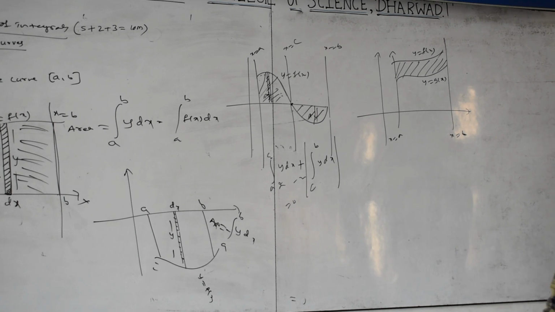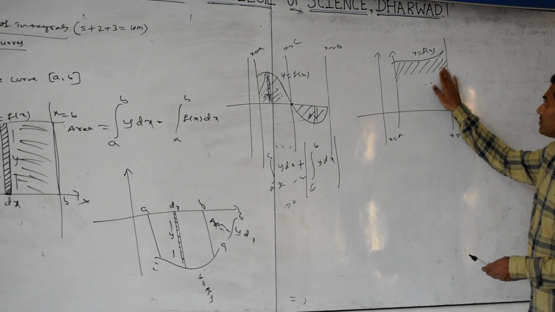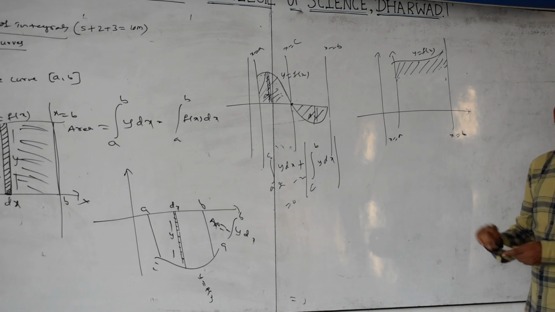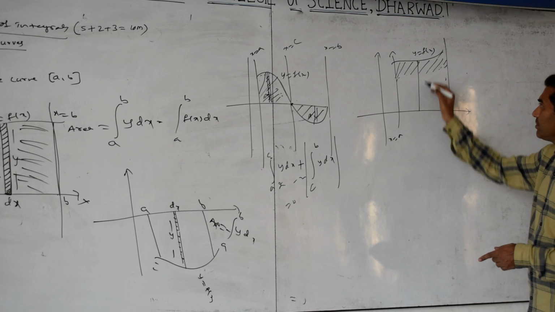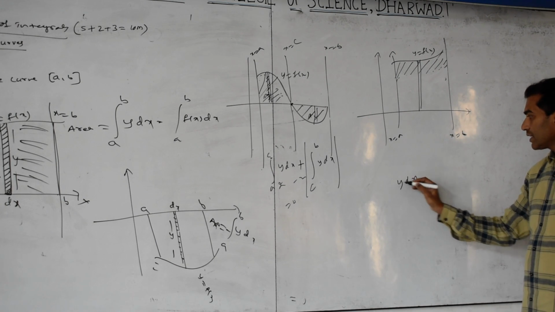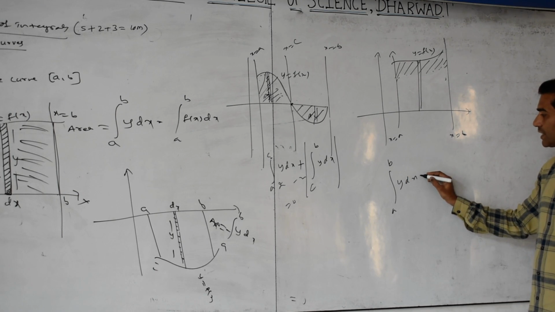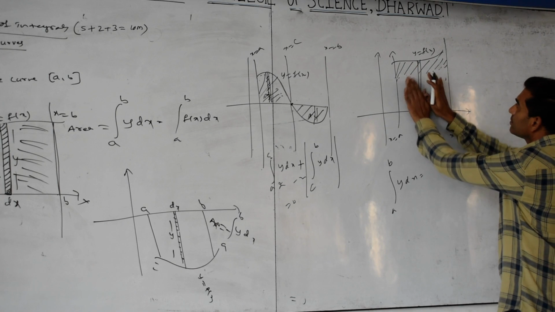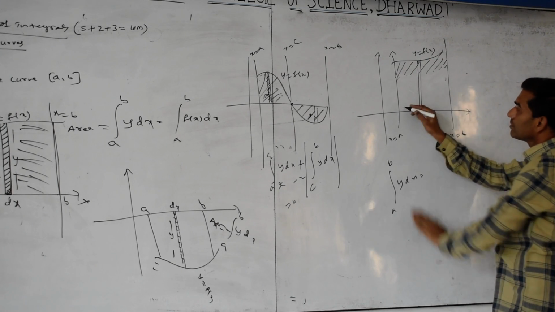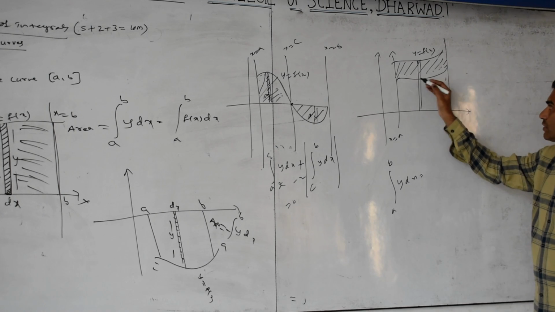To find that area, first I am going to find the f of x area. Tell me the f of x area. These are small strips y dx. Integration bounded by a to b. If you find this area, how much do you get? This much you get, the whole area. This also we will get.